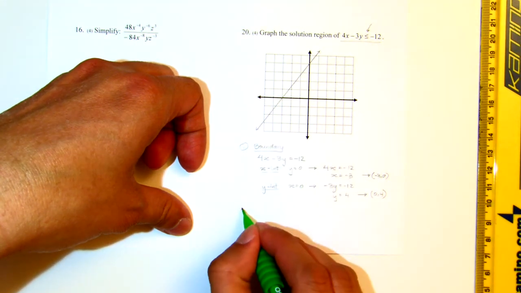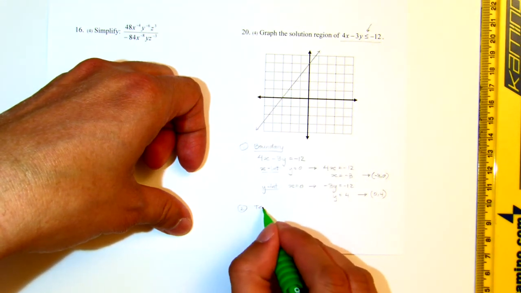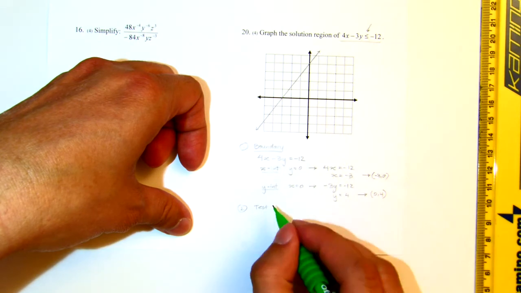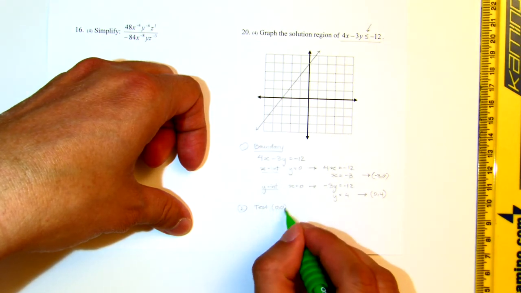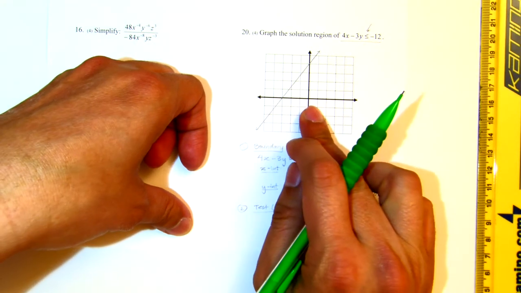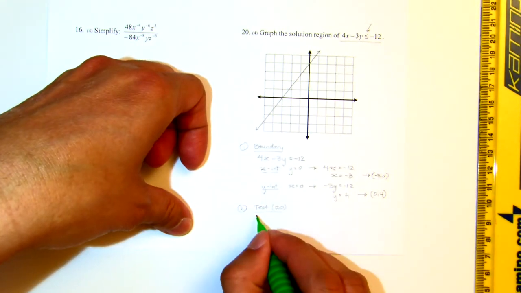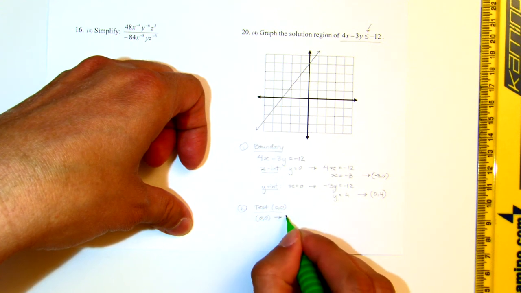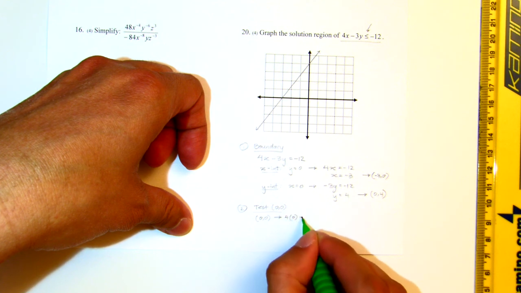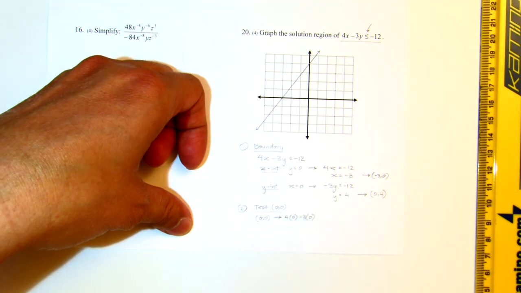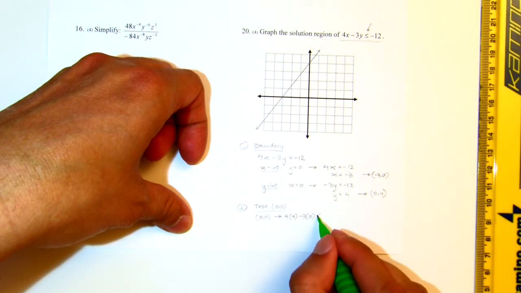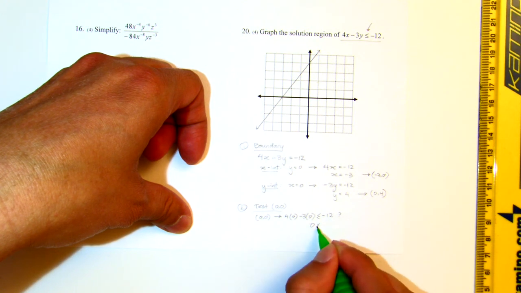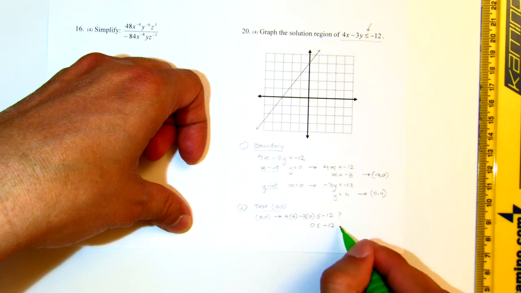Now that's step 1. Step 2, the test. Again, we will use a point, not the line, to test. Usually, as I taught you in class, we test (0, 0). If (0, 0) is a solution to this inequality, then we will shade the region containing (0, 0). Let's say this is 0 less than or equal to -12. Is it right? I don't think so.